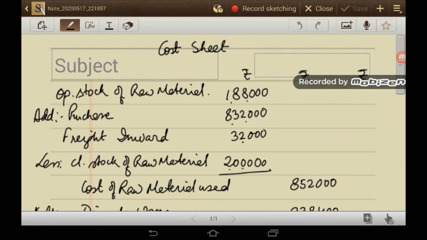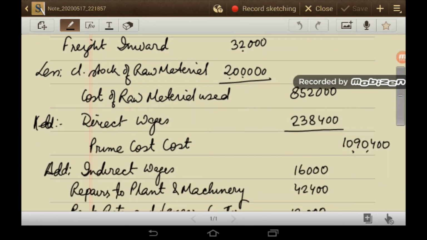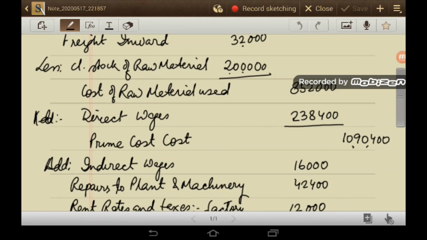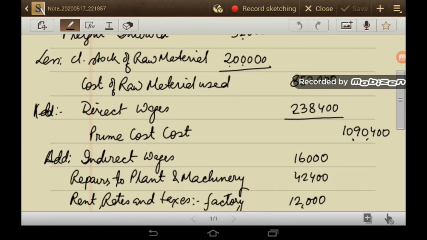Here I have prepared the cost sheet. At first, the opening stock of raw material, add purchase 8,32,000, add freight inward 32,000 less closing stock of raw material 2 lakh. So this will give you cost of raw material used 8,52,000. Then we have added the direct wages 2,38,400 to arrive at prime cost.